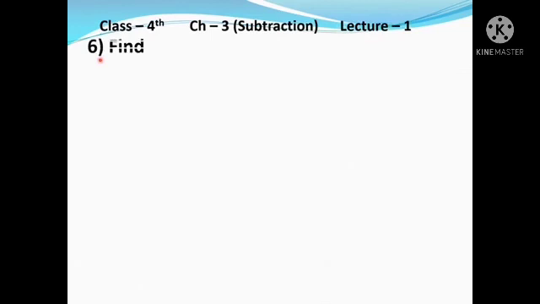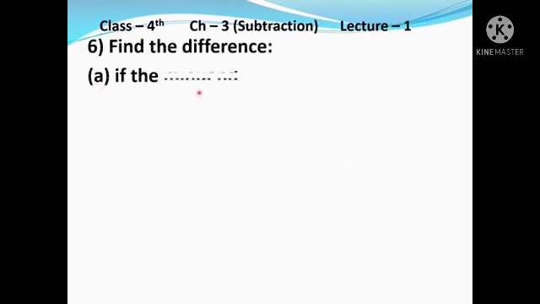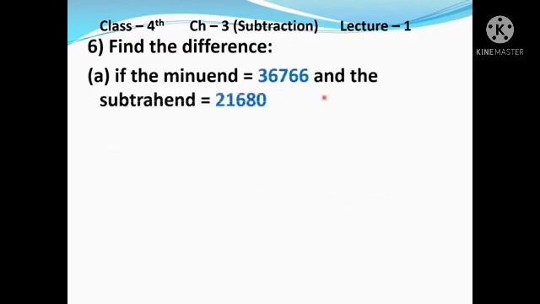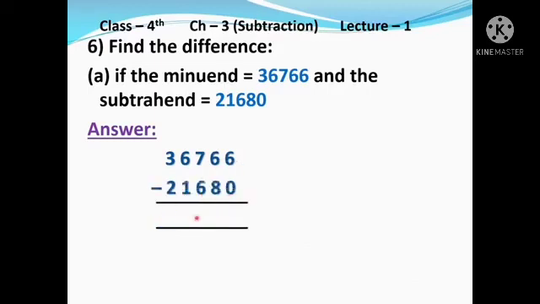Now, question number 6. Find the difference. A part, if the minuend equals 36,766 and the subtrahend equals 21,680. As we know, in subtraction, the greater number is called the minuend and the smaller number is called the subtrahend. Answer: write down the first number, 36,766. Now write the second number, 21,680. Now subtract this. 6 minus 0, 6.